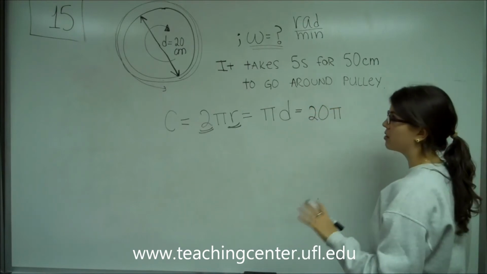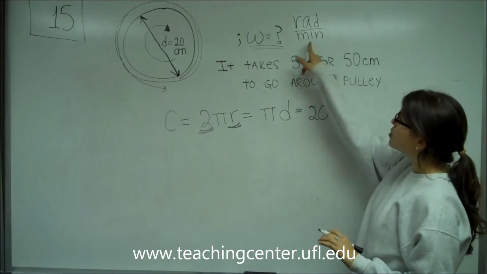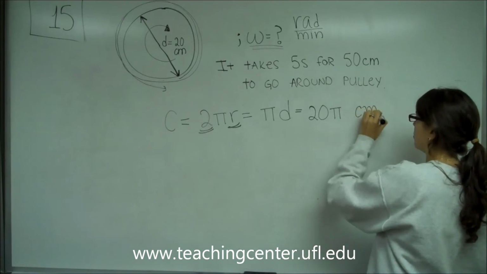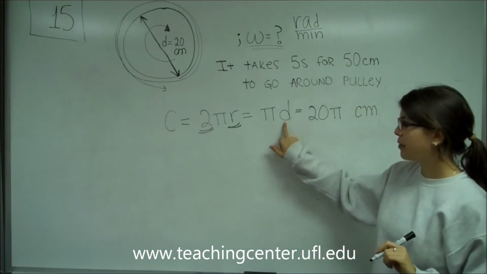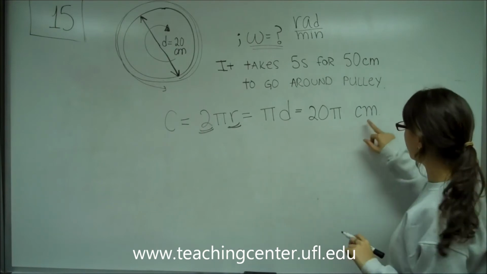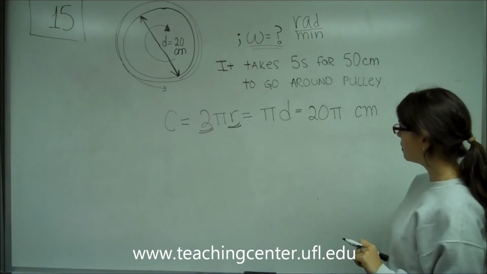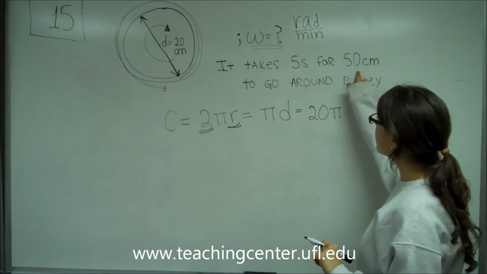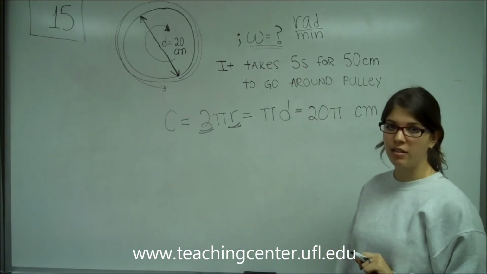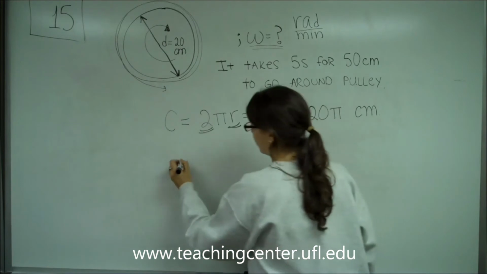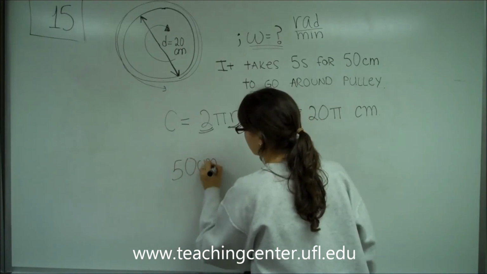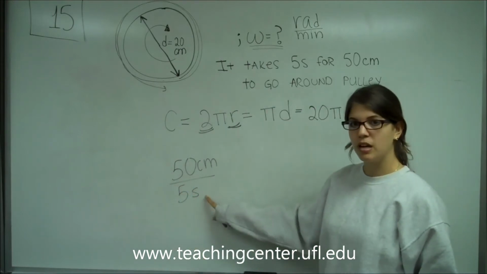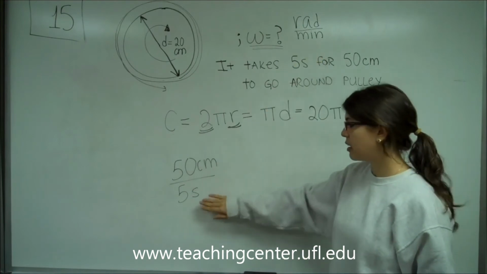Since we're given the diameter, I could plug it in and get 20 pi, and I'm going to write my units, because these are very sensitive since we're looking for specific units and they're changing. We plugged in a diameter in centimeters, so that's what we write down, centimeters. Now let's write what we know: 50 centimeters divided by 5 seconds. I'm doing that because the unit of time is on the bottom, so I want to put that on the bottom too.